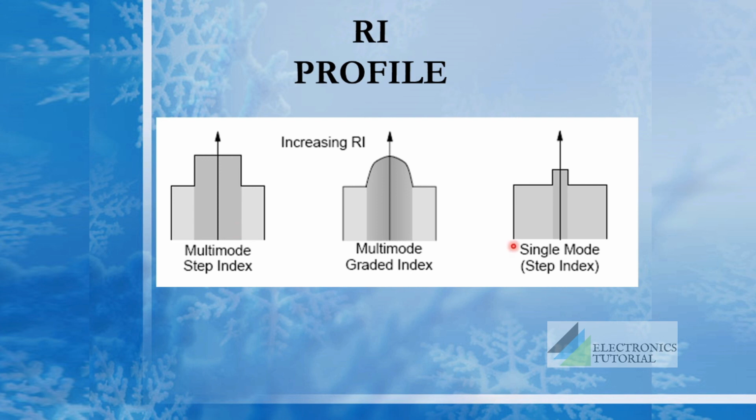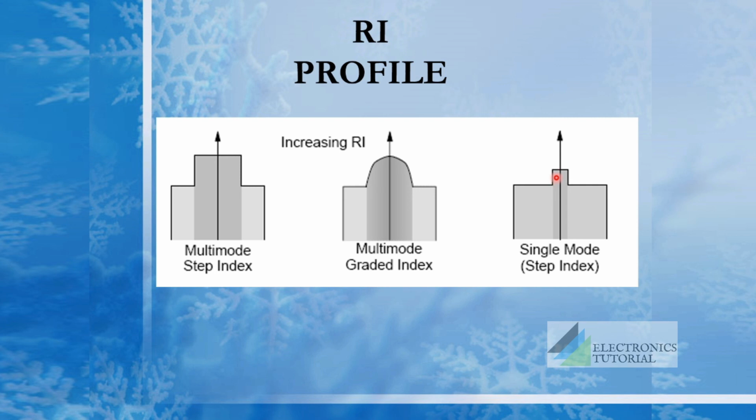This is the RI profile of a single mode fiber. A single mode fiber is characterized by its narrow core size. As with the multimode step index fiber, here also it has a step format variation in the refractive index. The refractive index of the core will be greater than the refractive index of the cladding. The refractive index difference between the core and the cladding is very small. It is around 0.01. This is done to minimize attenuation.